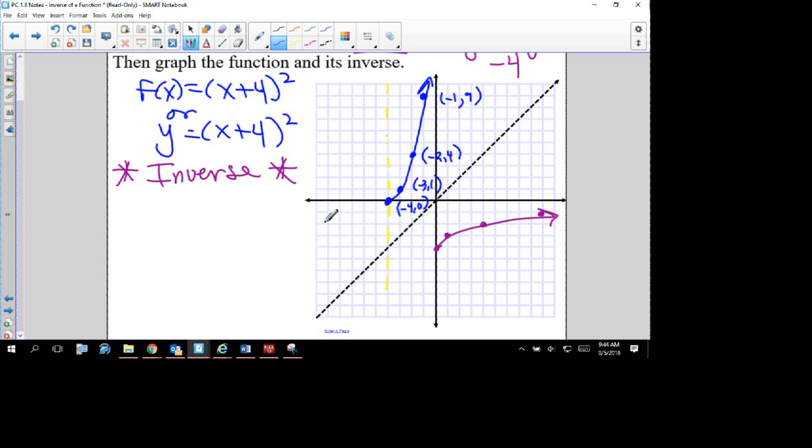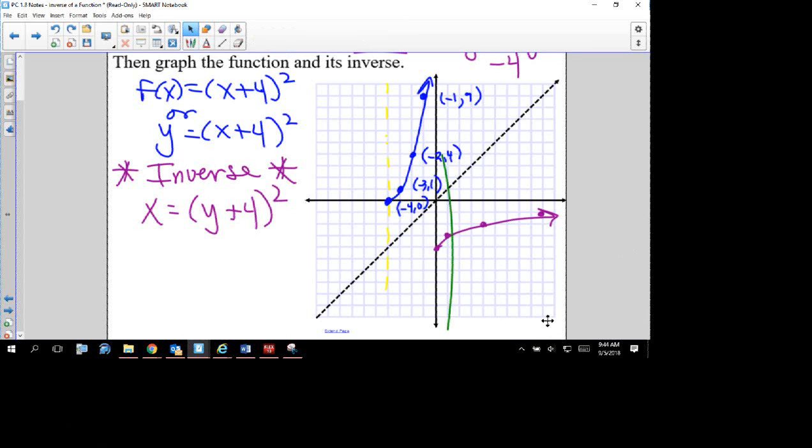Here we go. X equals (y plus 4) squared. Did it. Found the inverse. Woo. But we don't leave it like this. We're going to change it so it is in the form of y equals, and is this a function? This purple one, is that a function? Pull out a vertical line. Does it ever pass more than once on a vertical line? So is this a function?